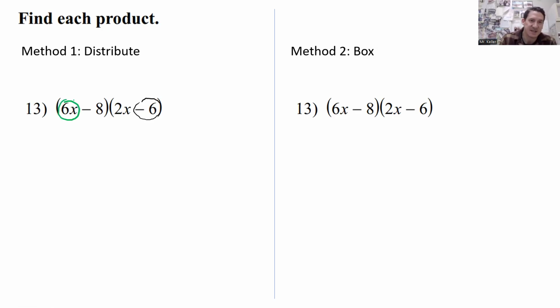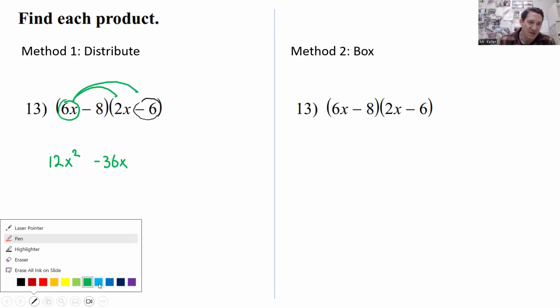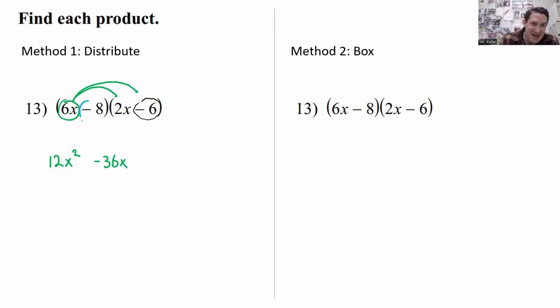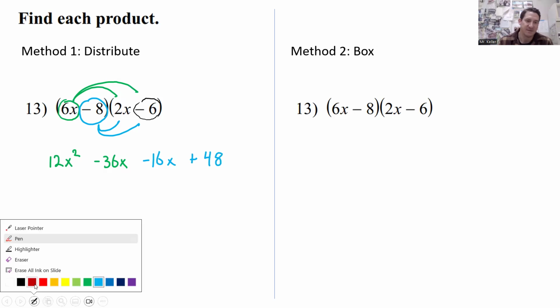So 6x times 2x. 6 times 2 is 12. X times x is x squared. 6 times negative 6 is negative 36. Don't forget the x. Then when I distribute this next term, this is a negative 8 I need to distribute. Negative 8 times 2x, negative 8 times 2 is negative 16. Don't forget the x. Negative 8 times negative 6 is positive 48. Just be careful with the negatives.